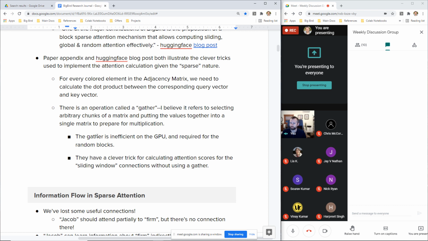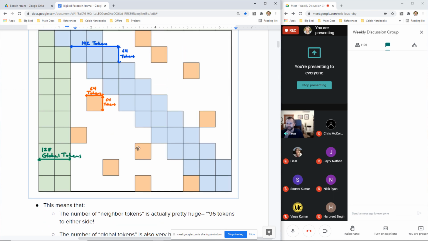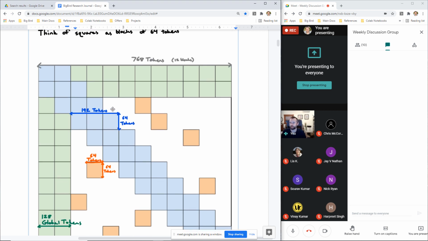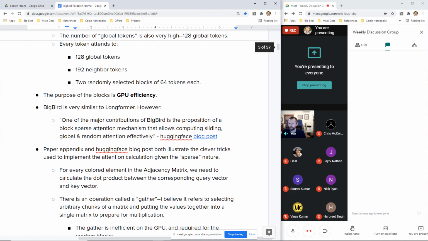Okay, so I wanted to cover the block stuff because I think it's valuable to have the right scale in mind. For explaining this stuff we use these small sequences, but really once you put the blocks in, we're talking about a window of 192 tokens, not just 3. So I think it's good to have that perspective.